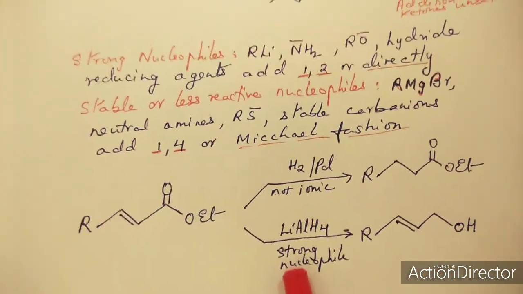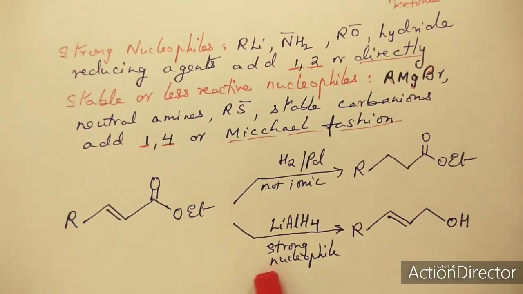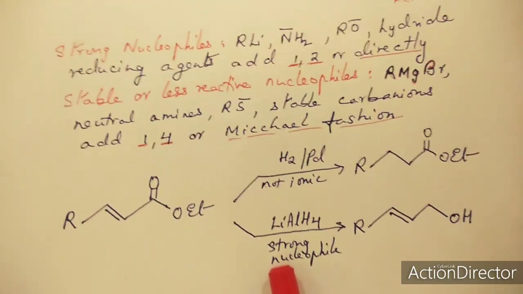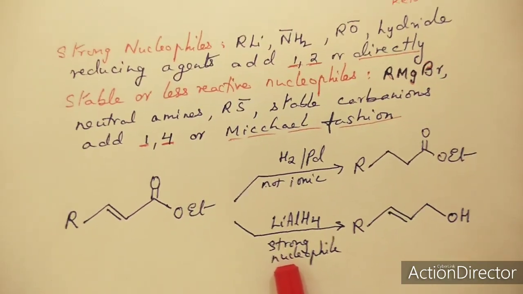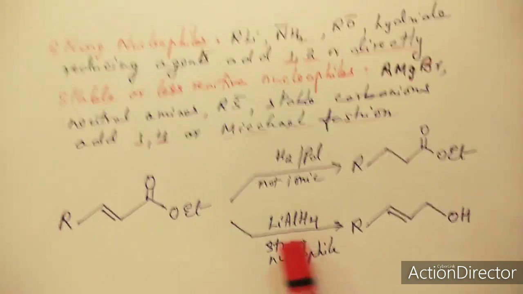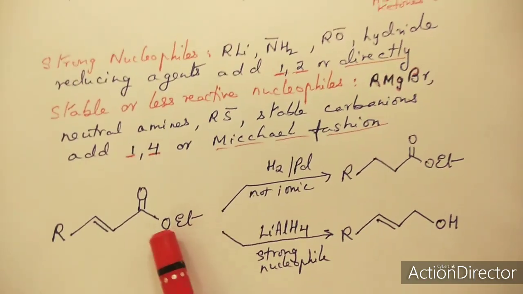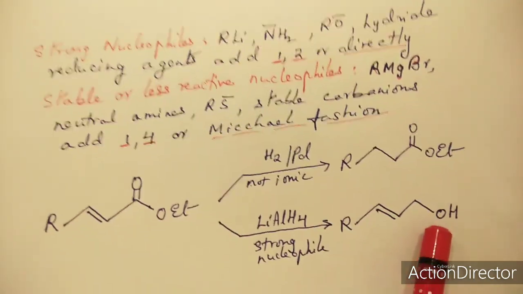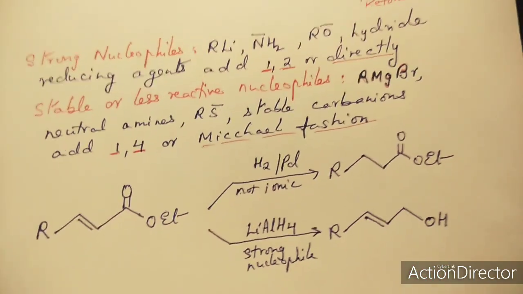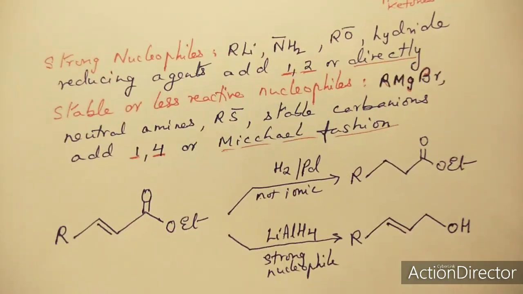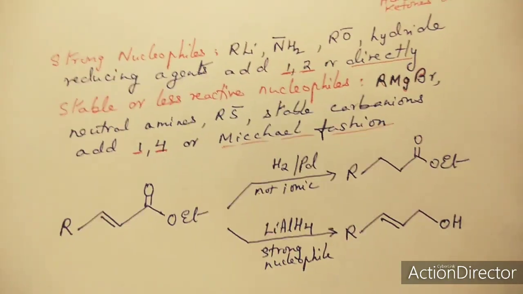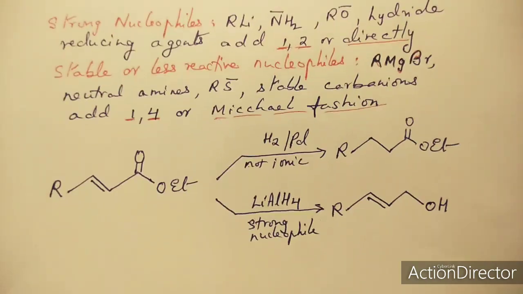So now if we are using lithium aluminium hydride, which is a strong nucleophile, and as we had studied earlier, if it is a strong nucleophile, then we will be getting a 1,2 addition. So it will be the C double bond O which will be reduced to CH2OH.